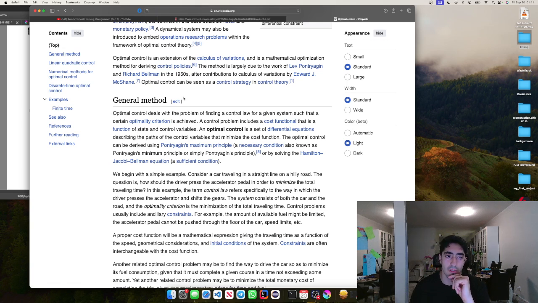Optimal control deals with the problem of finding a control law for a given system such that a certain optimality criterion is achieved. A control problem includes a cost function that is a function of a state and control variables. An optimal control is a set of differential equations describing the paths of the control variables that minimize the cost. The optimal control can be derived using Pontryagin's maximum principle, a necessary condition also known as Pontryagin's minimum principle or simply Pontryagin's principle.